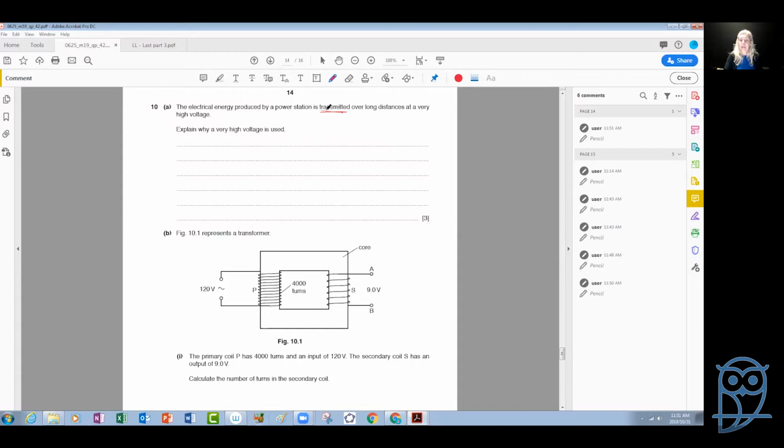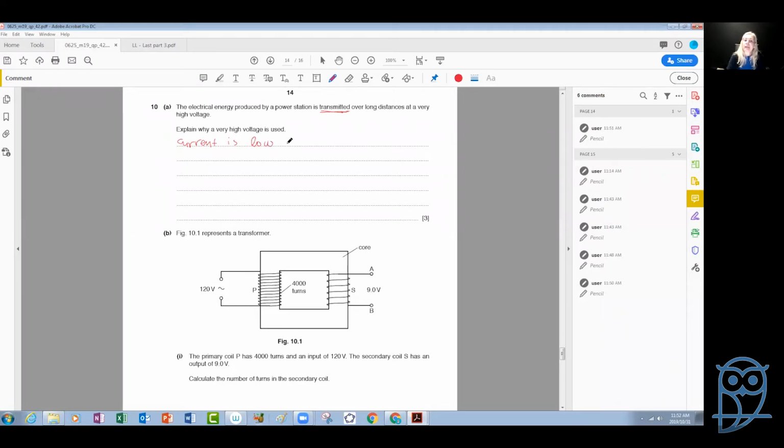This is a very, very important question, and we need to know very well why we transmit electricity at such huge high voltages over long distances and not at small voltages. Because by transmitting it at very high voltages and by using transformers, we can reduce the current. This is a very important reason. If we transmit at high voltages, the current becomes low.